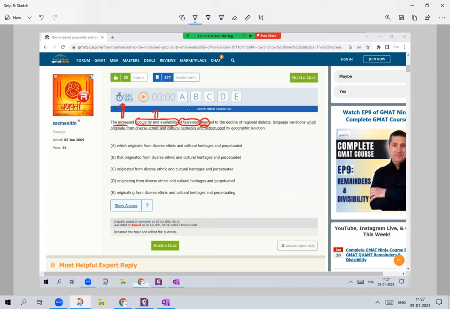But no, the focus here is on "increased popularity and availability of television has led to decline of regional dialect." And this is not underlined. So let's not think a lot about this. Absolutely.